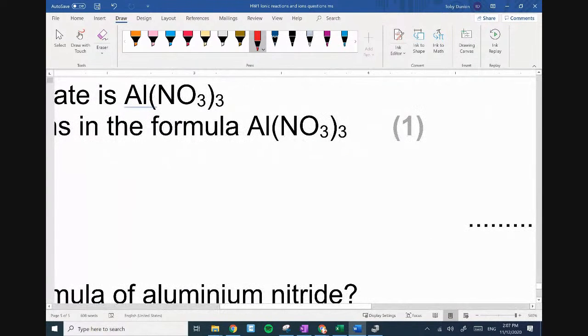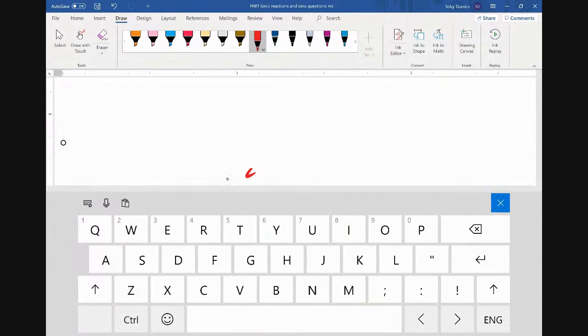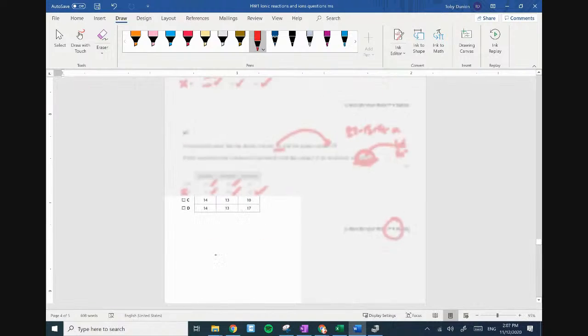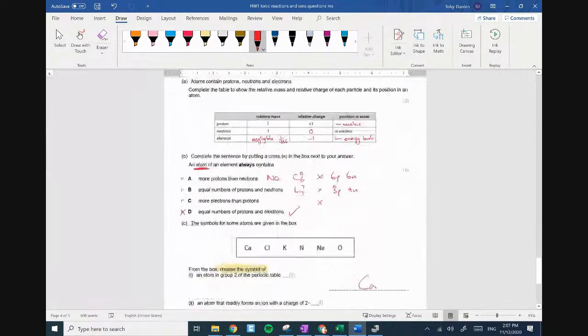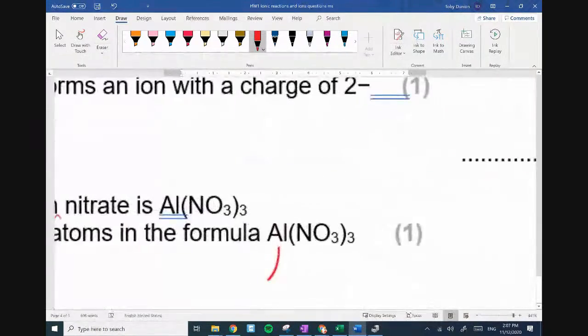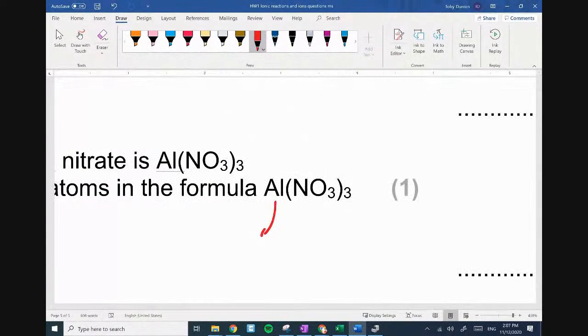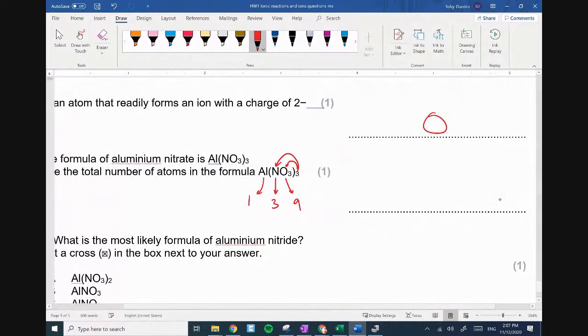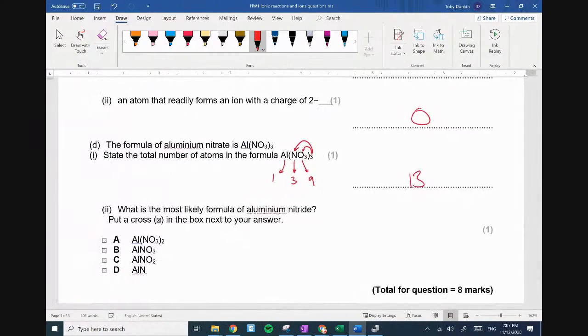Okay, that's more interesting. I've got 1 aluminium. It's not ideal doing this on a Word document, by the way. It's the problem I've got, you see. There we go. I have 1 aluminium atom. Clever trick. I've got 3 nitrogen atoms, and I have 9 oxygen atoms. Total number 13. Tick it if you got it.